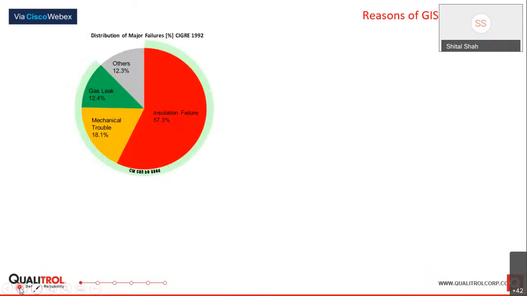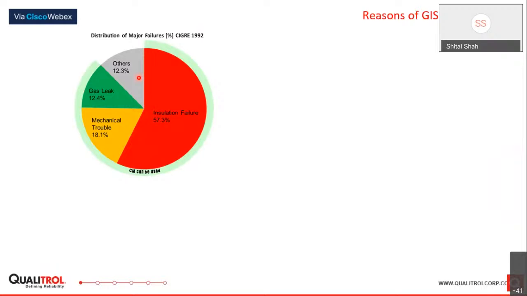So this is a statistic in terms of major failures. In 1992, as I said, the study was conducted by Cigre just to understand the distribution of major failures. And the data they came up with is, insulation related failures were contributing almost 57.3%. Then the next biggest contributor was mechanical trouble. Then the third one was gas leak, 12.4%. And there were other factors, which is like 12.3%.